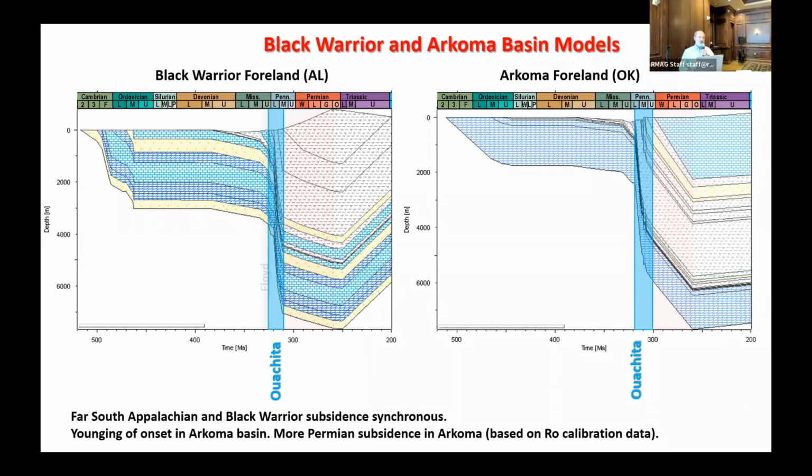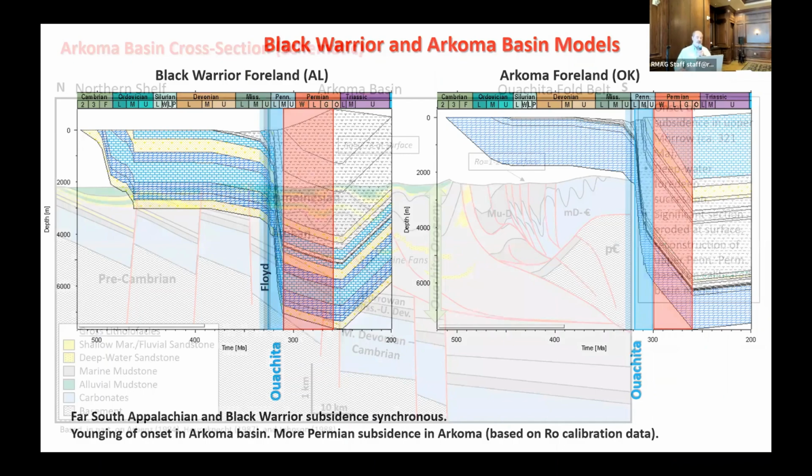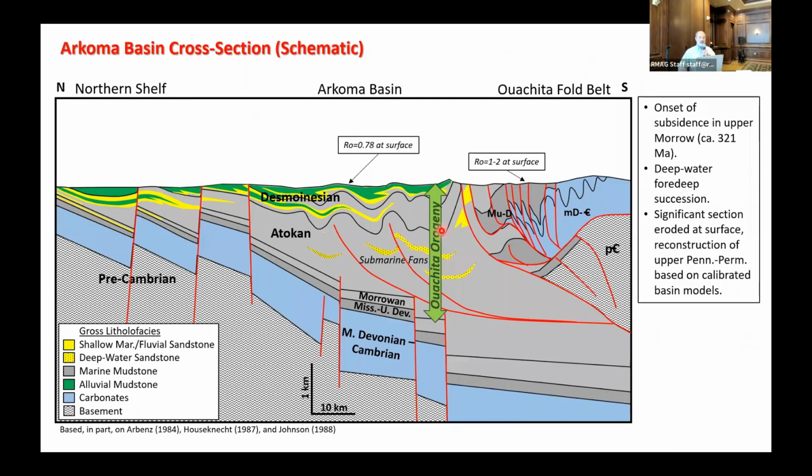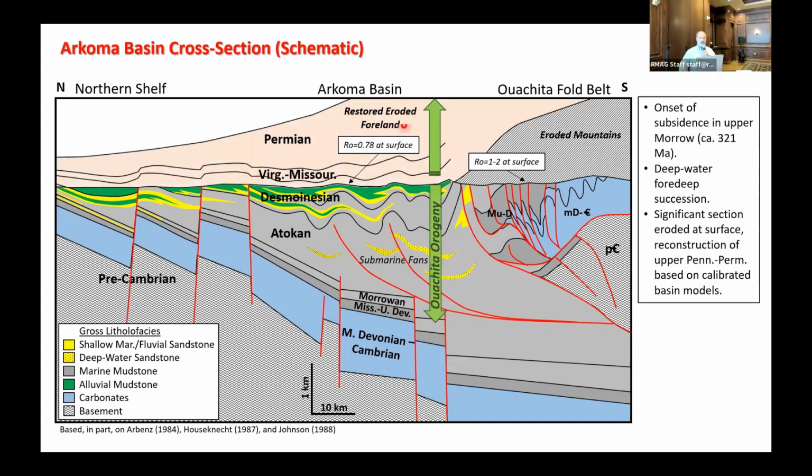And then we get more Permian subsidence in the Arkoma than we see in the Black Warrior, so it continues subsiding later. This is what the Arkoma looks like. We see a big wedge now of deeper water, including these submarine fans in the Morrowan and Atokan. And again, we've had to reconstruct the section because we've got 0.8 to 2 Ro at the surface. So we get the same kind of wedge, but totally different timing than the Black Warrior.